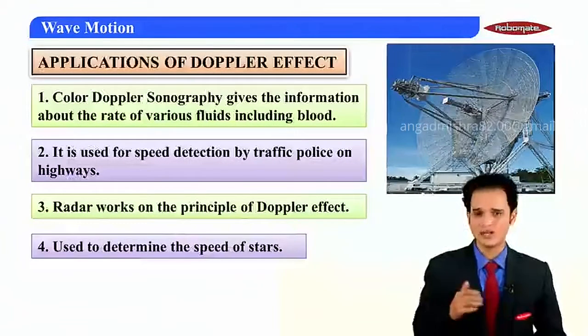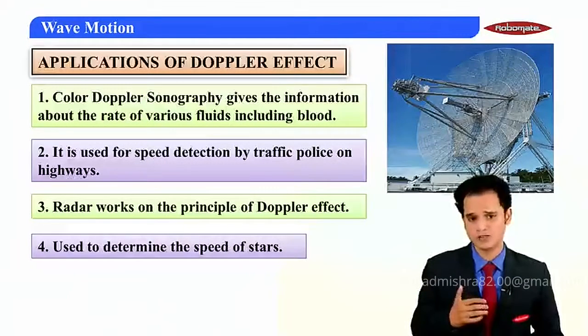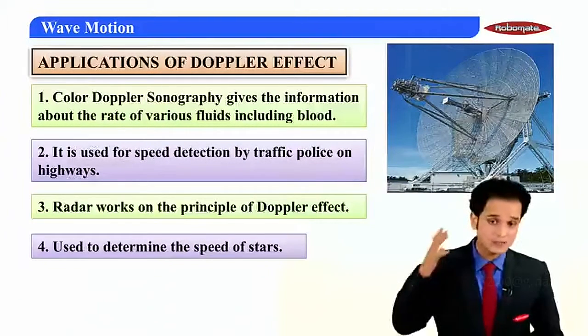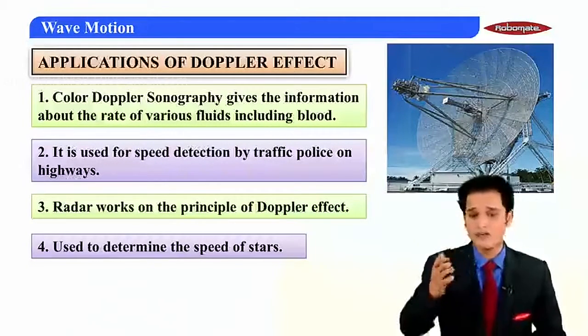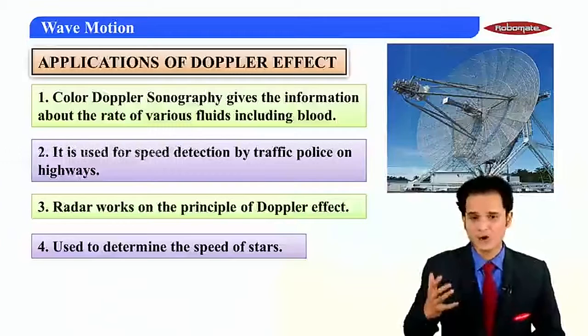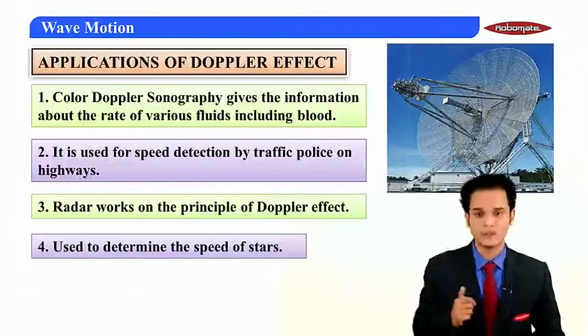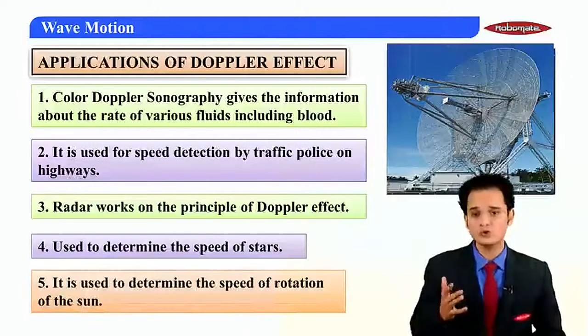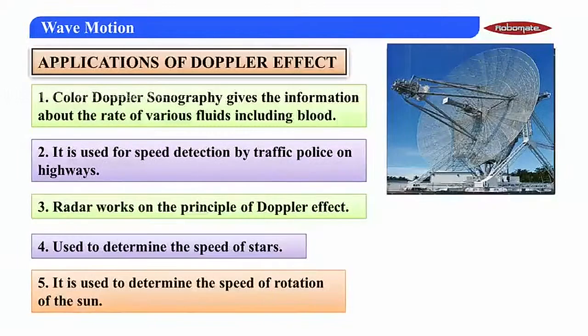Let us have a look at the next application. It can be used to determine the speed of the stars, students. So that means even the speed of the stars coming towards us, or say stars falling on the earth, or say asteroids hitting the earth, we can actually calculate their speeds by using the Doppler effect. It is also used to determine the speed of rotation of the sun and even other planets.